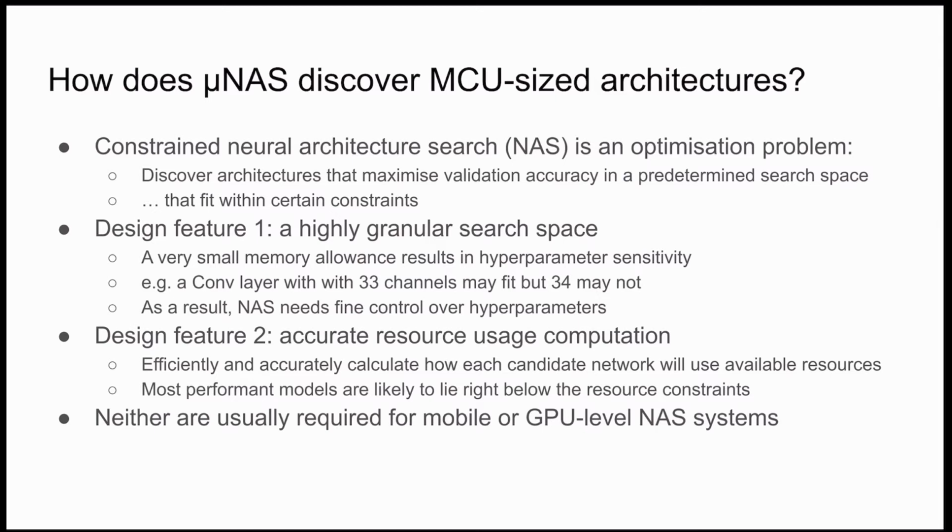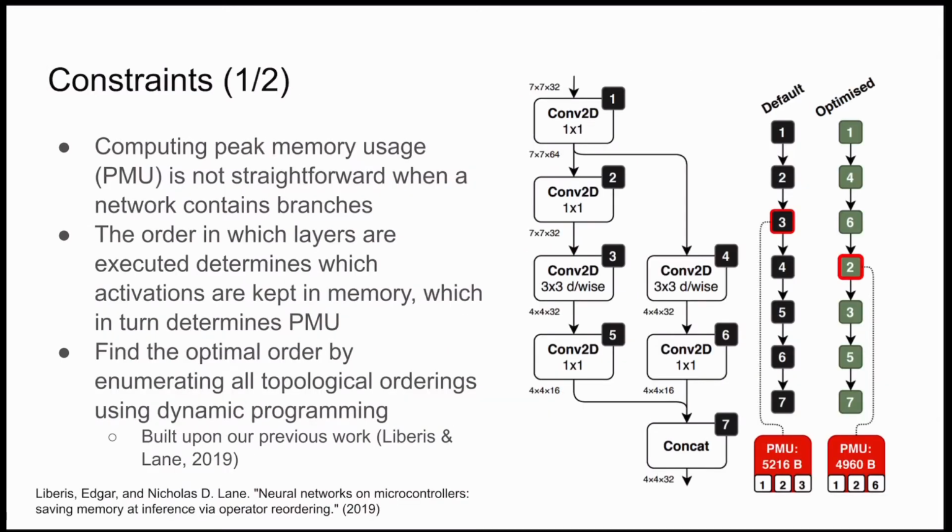Now, let's look into how we implement search constraints. Turns out it's not actually straightforward to compute the peak memory usage of a network when it contains branches. At each branching point, the runtime has a choice of which layer to execute next, which then determines which buffers are present in memory at any given time. Now, the buffers store activations of each layer, and these activations can vary in size depending on the operator, which means peak memory usage is actually highly dependent on the operator execution order.